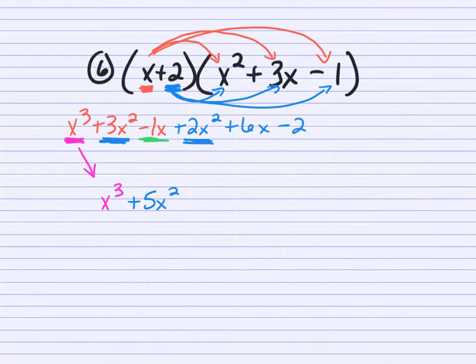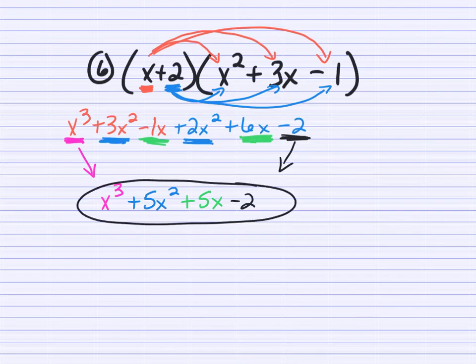Next, I'm looking for the x to the first powers, and I have a couple of them. Negative 1x and positive 6x gives me positive 5x. And finally, the number all by itself, negative 2, doesn't have any like terms, so I'm just going to bring him down, and this is my answer, doing the distributive property twice. Now this, again, you can't say FOIL on this type of problem. That's why I don't say FOIL.